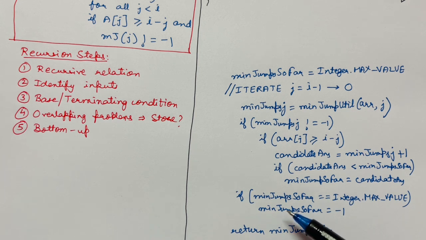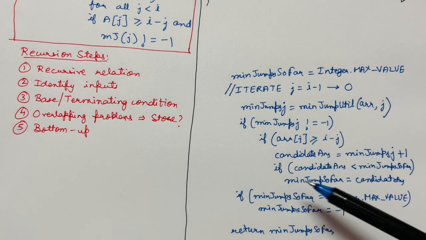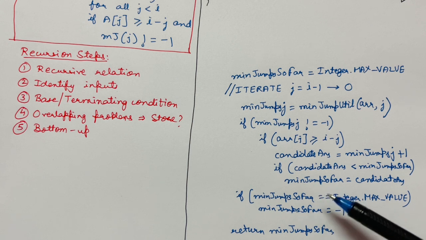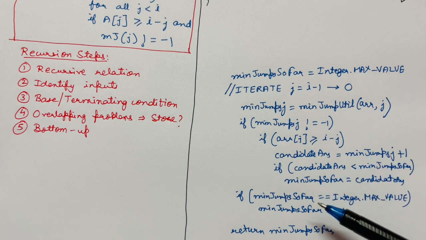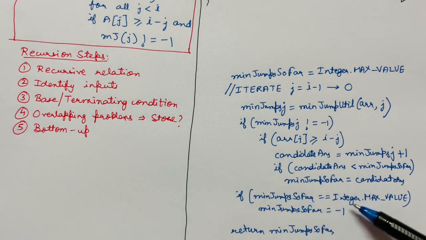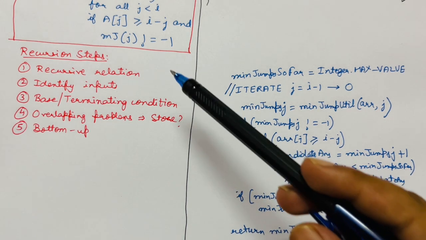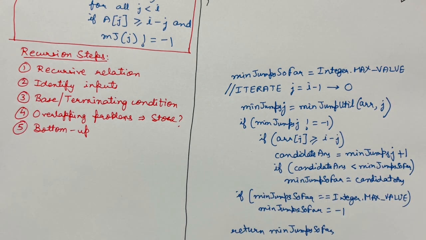So if minimum jumps so far is still equal to plus infinity even after going through all these iterations, what does that mean? That means there was no j which could satisfy these two conditions, and that means this i position is unreachable. So minimum jumps so far will be equal to -1, and finally we will return minimum jumps so far. If this condition was not reached, then this variable would store the minimum jumps required to reach i. So this way we have translated our recursive relation into an algorithm.